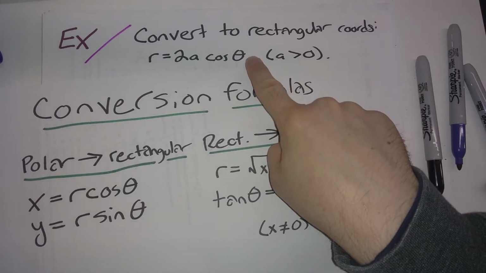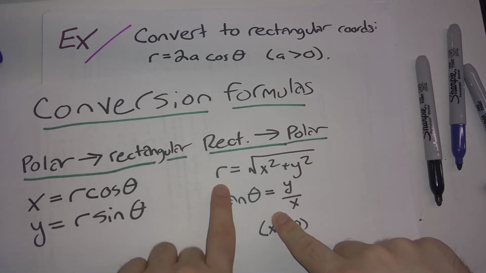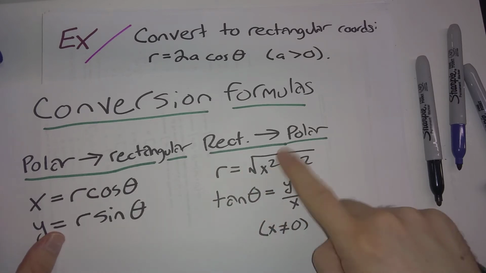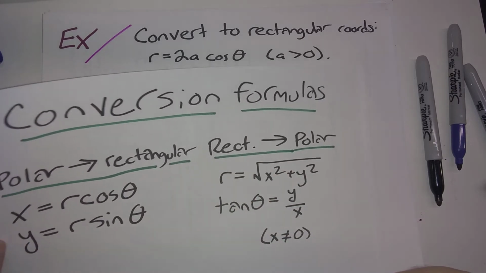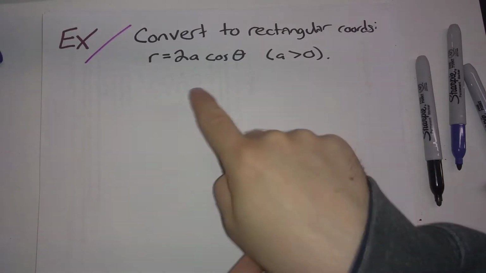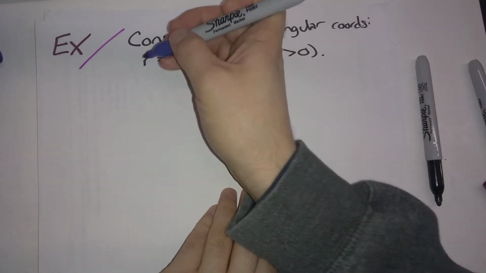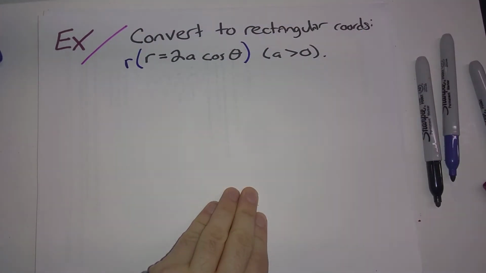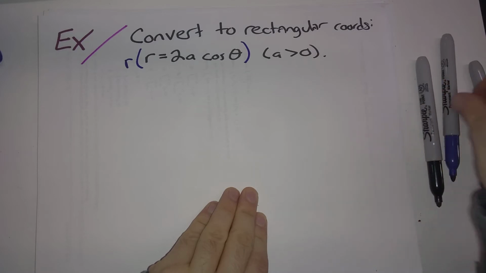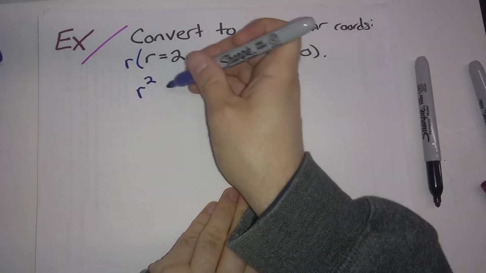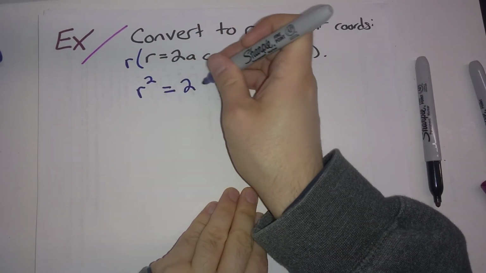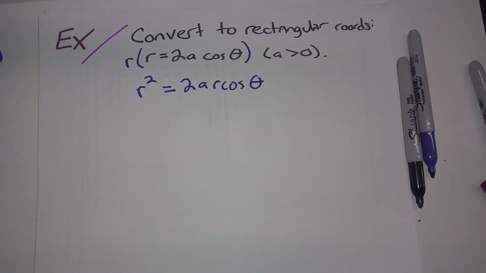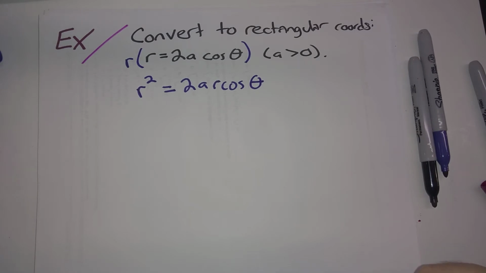I don't see a cosine theta. And r is a little bit hard to work with because r is the square root of x squared plus y squared. We'd really like that to be r squared is equal to x squared plus y squared. And so what we're going to do is multiply both sides of the equation by r. This gives us r squared is equal to 2a r cosine theta. And now we can substitute in very nicely.